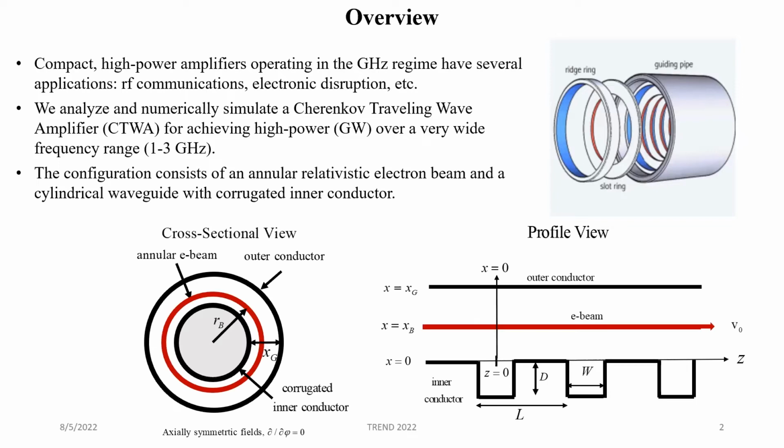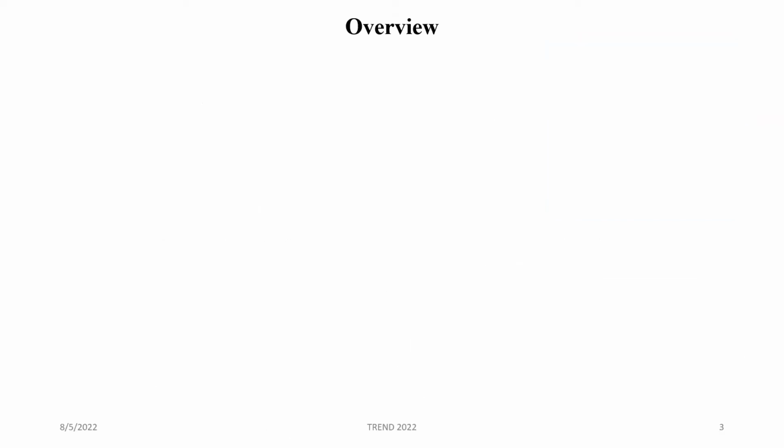Our particular design is slightly different in that it has an inner conductor as well, so it's not hollow, and the corrugation is along the inner conductor. We have an annular electron beam that propagates down, and we have a flat outer conductor. And we also have a profile view here that shows the corrugations. They're periodic in nature along Z, and we have our electron beam propagating.